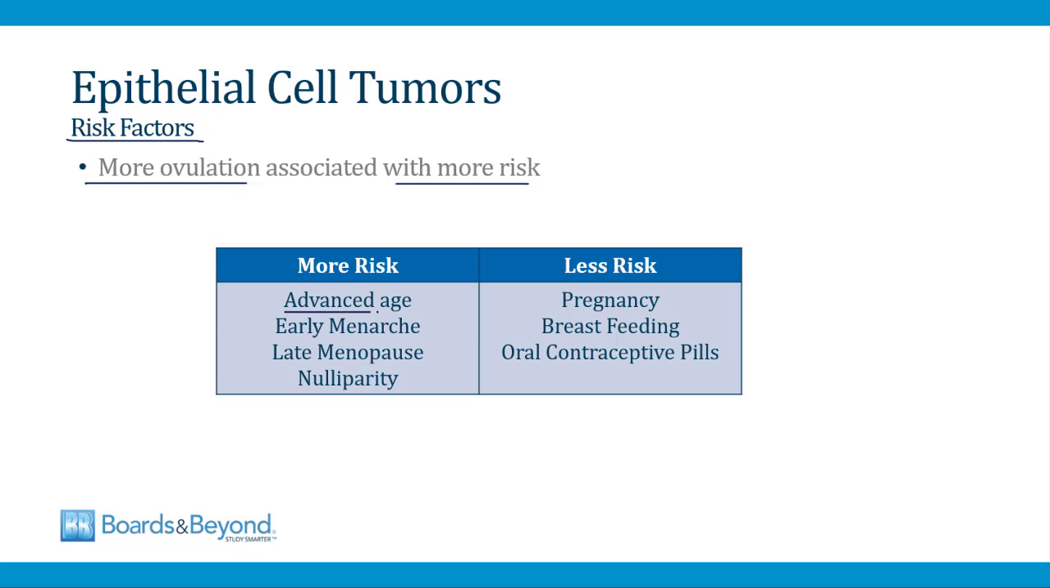So women who are older have had more ovulation, women who begin menarche early or have late menopause will ovulate more, and women who have never been pregnant ovulate more than women who have had children. The risk is lower in women who have had pregnancy, the risk is lower in women who have breastfed, and the risk is also lower in women who have taken oral contraceptive pills. All of these things suppress ovulation.